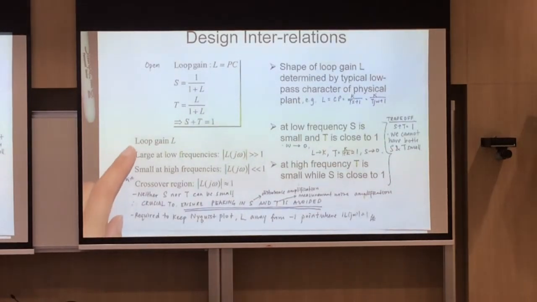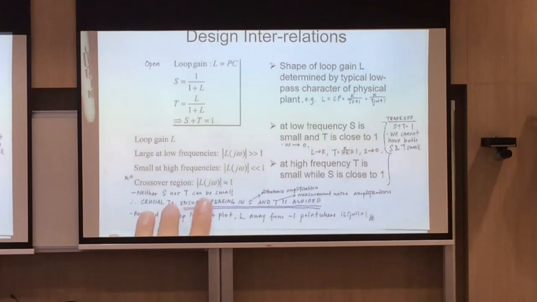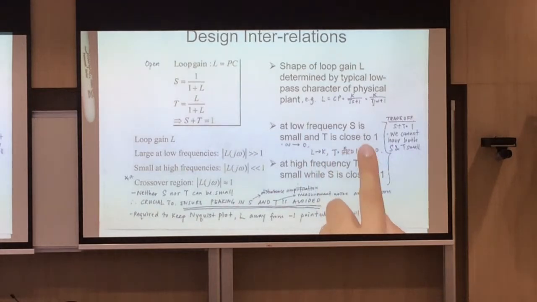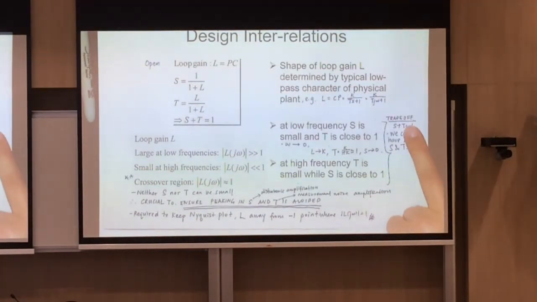So this is what it is, the loop gain L, which is just a pure low order transfer function. It's large at low frequencies and small at high frequencies. And there's a crossover region where L is neither big nor small. At low frequency, L is big, we know that S tends to 0, T tends to 1. But L is small at high frequency, we know that T tends to 0, S tends to 1. And you know that S plus T is 1. So there's a trade-off here.